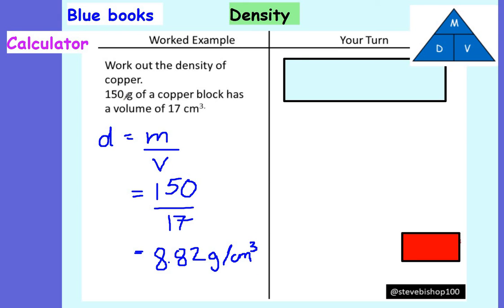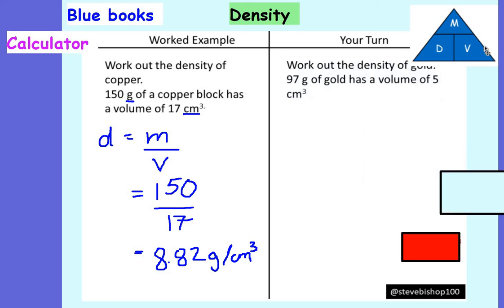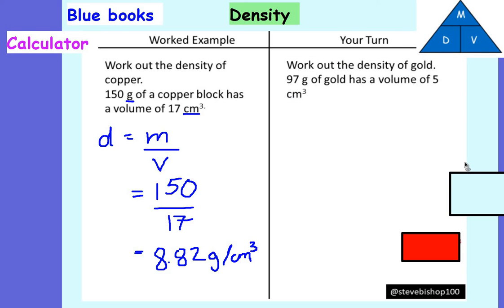Notice the use of units. Here we've got grams, here we've got centimetres cubed, so our density is going to be grams per centimetre cubed. Over to you guys in your dark blue books. Pause the video for a minute and work out this one for me.